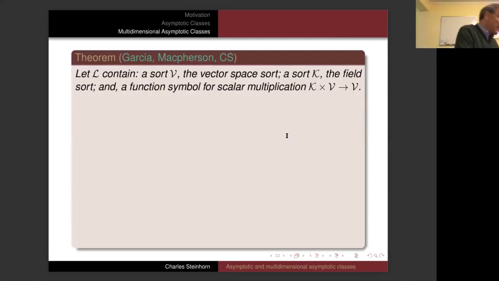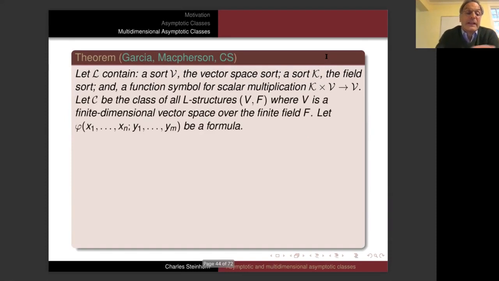So now I want to move on to multidimensional asymptotic classes, and I want to motivate it with a theorem of Dario Garcia, Dugald, and myself. Where this comes from is, suppose L is a first-order language with a sort for vector spaces and a sort for fields, and it also contains a function for scalar multiplication. So this is different from the usual vector space structure where you have unary scalar functions for each of the elements of a fixed field. Here we want the field to vary as well as the vector space.